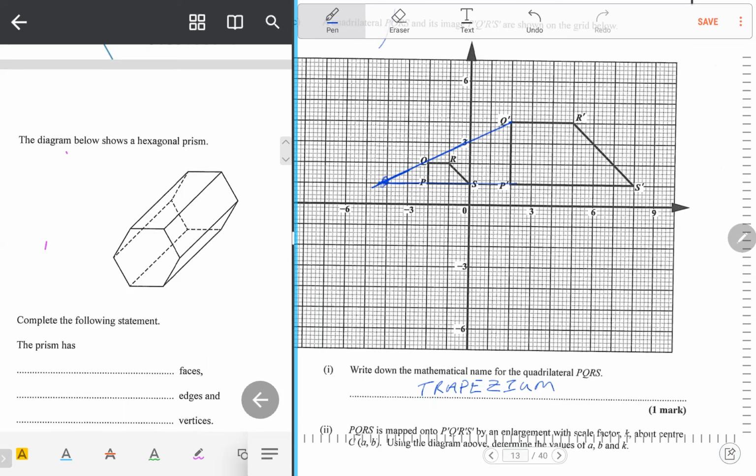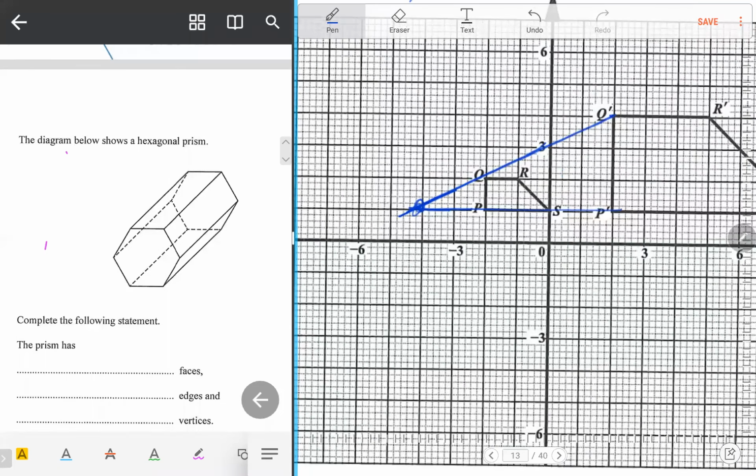But let's read the scale properly. Don't just write down, make sure you check the scale. This is -1, -2, -3, -4, -5. Vertical scale, 3, 4, 5. So the vertical scale going up by 1, horizontal scale going down by 1. So this point is -4, 1. Yeah, -4, 1 is the center of the enlargement.